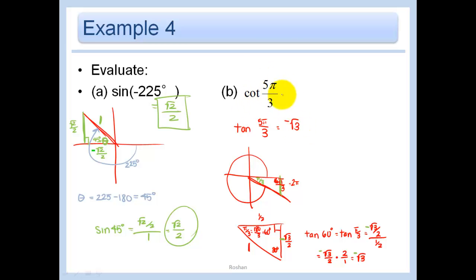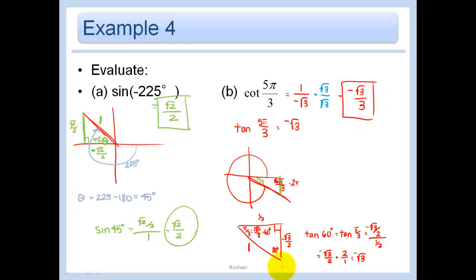When you go to do the cotangent, you do have to flip that, 1 over negative root 3. And of course, I need to rationalize that denominator, so multiply by root 3 over root 3. And you're left with just negative root 3 over 3 as your final answer.